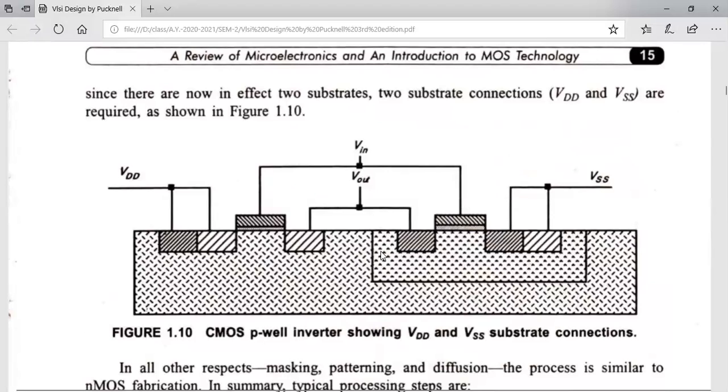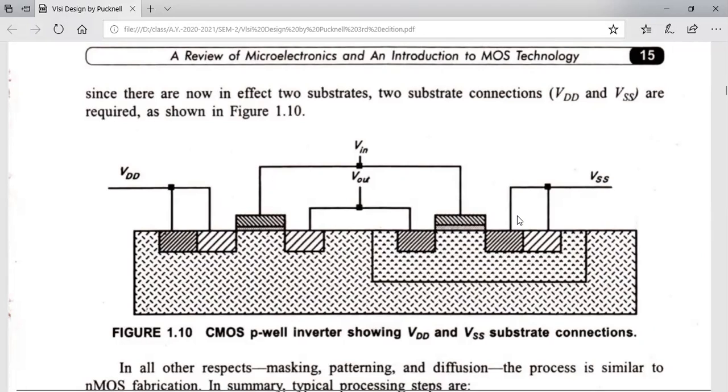So we can connect it as an inverter, right? Generally we will be taking the output between the drains. You can see here V out. This is the drain of this PMOS transistor and this NMOS transistor. Input will be connected to the gates, and the output will be taken at the drains.